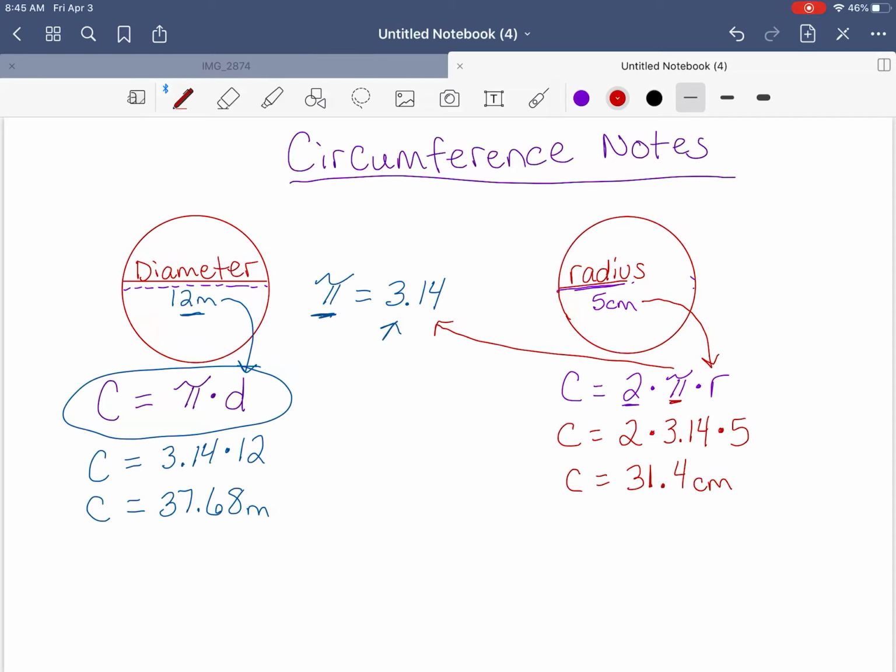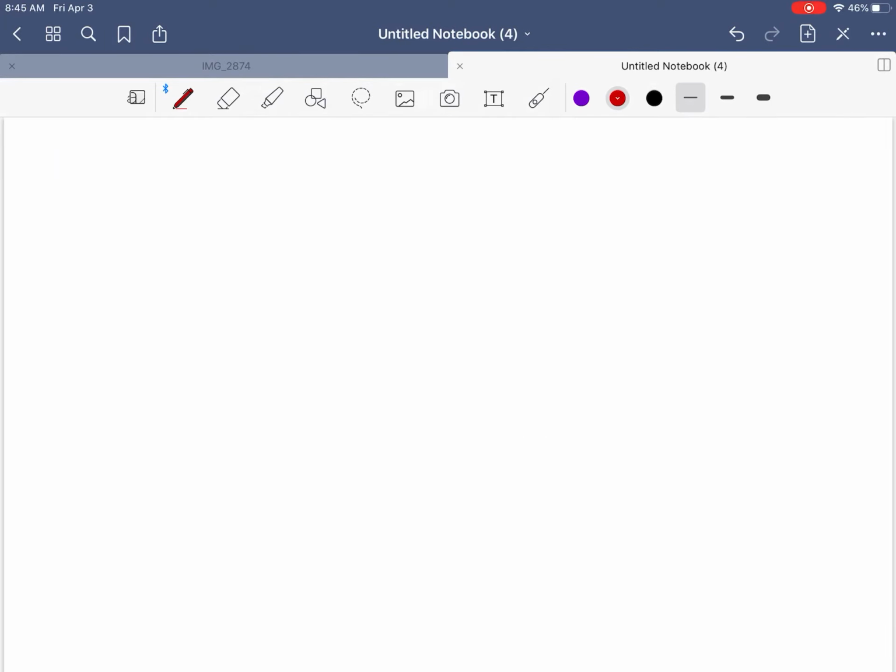All right, we're going to do a few practice problems here. So I'm going to give you a circle here, and I am going to draw that line, and I am going to say it is 15 inches. All right, and I want you to calculate out the circumference of the circle using that line of 15 inches. All right, so pause it, work through it, and then unpause it and check to see if you got it correct.